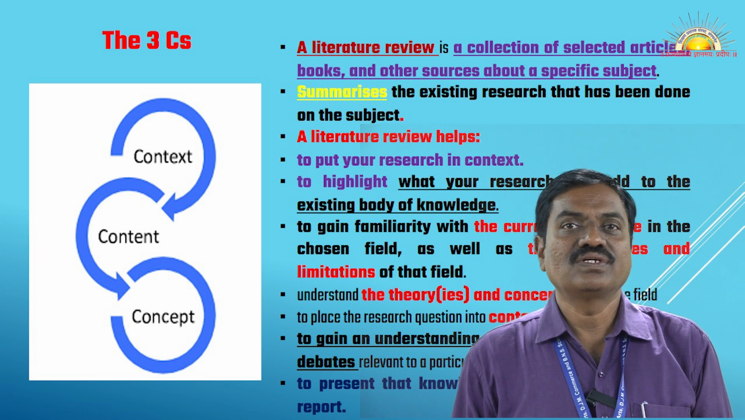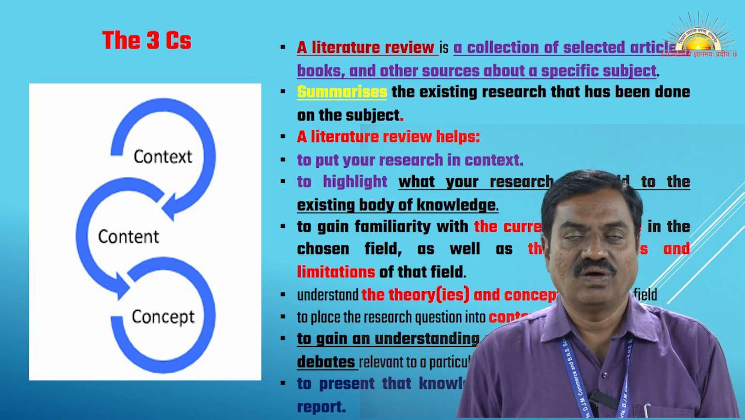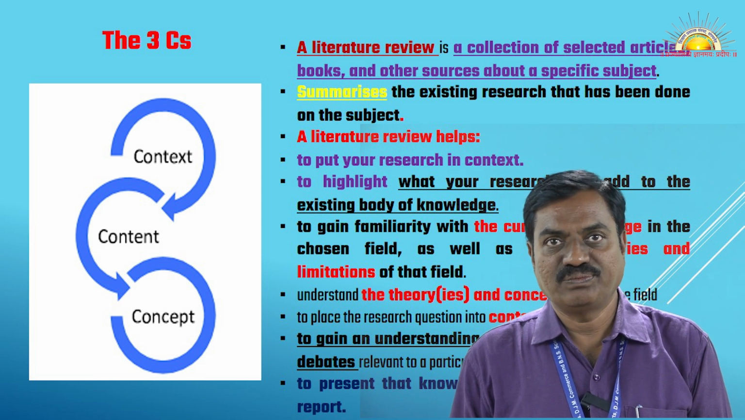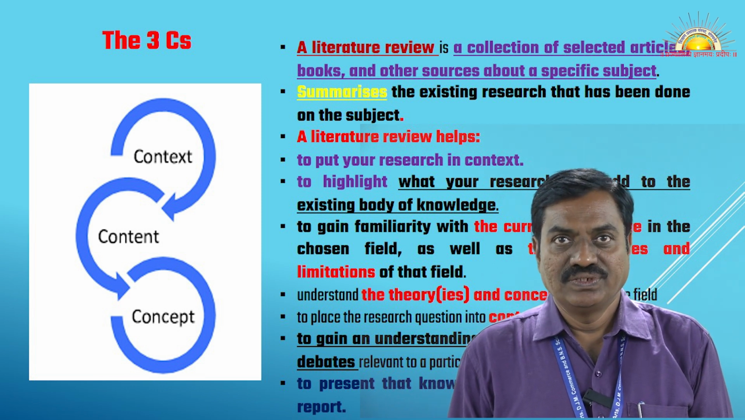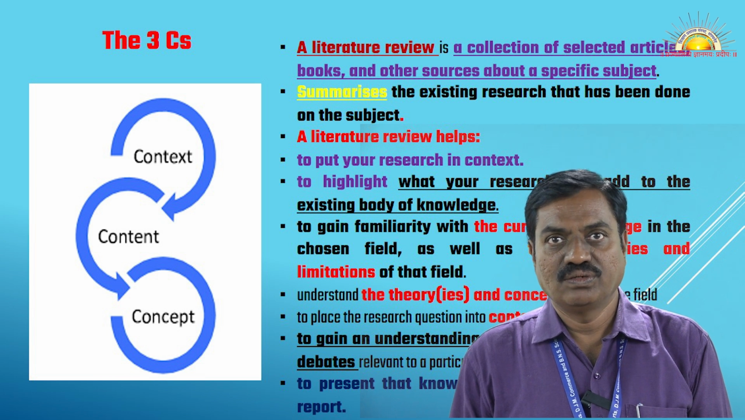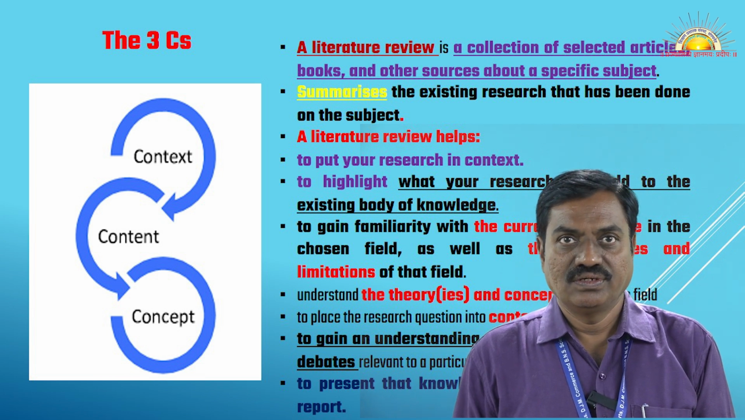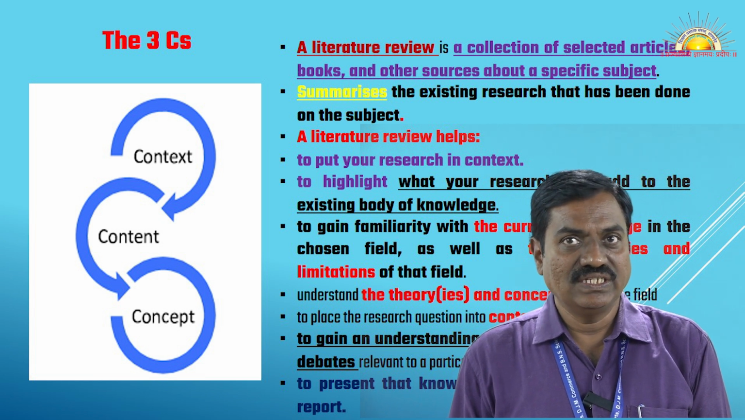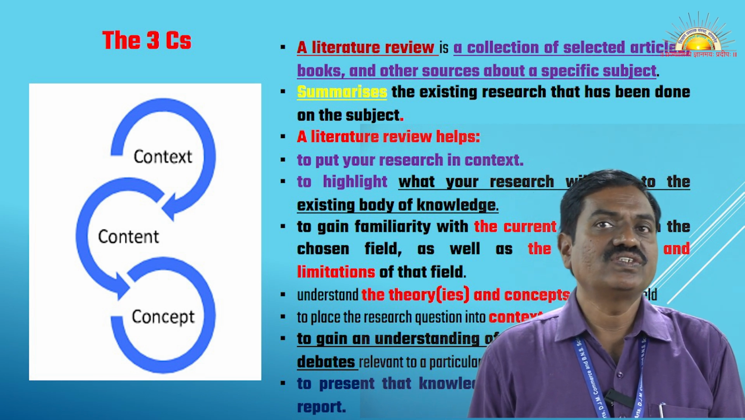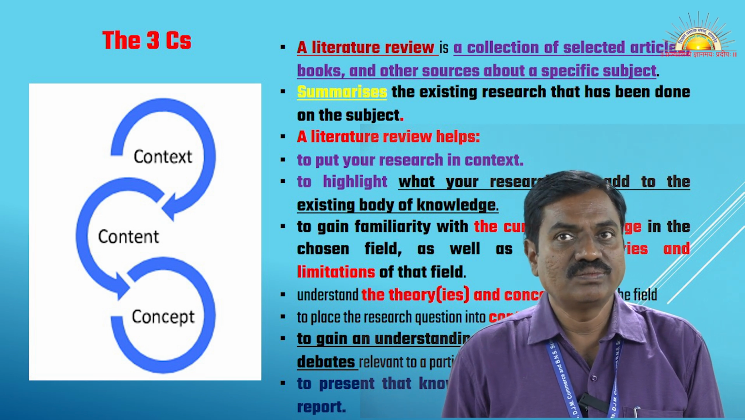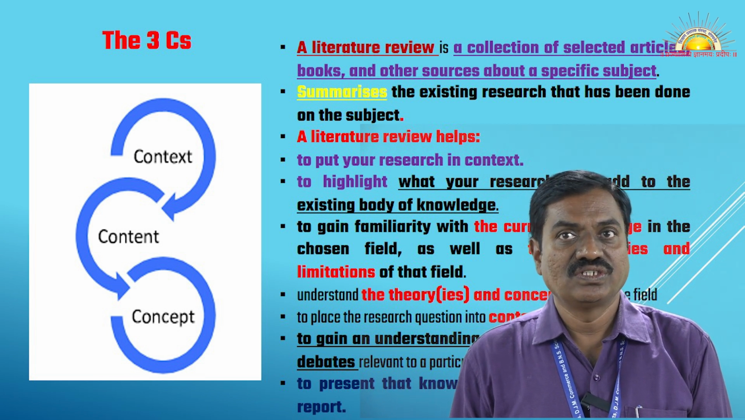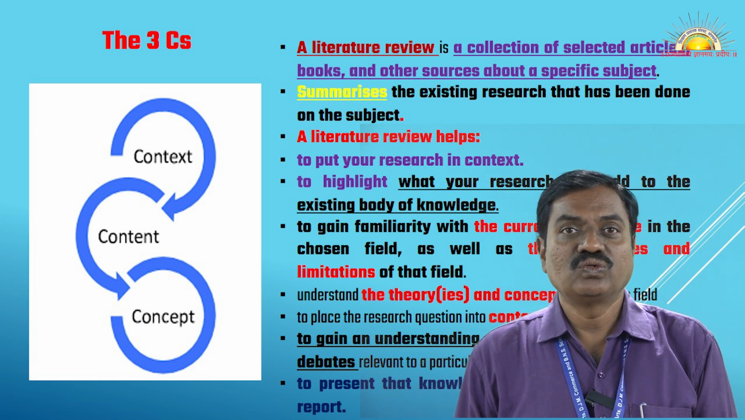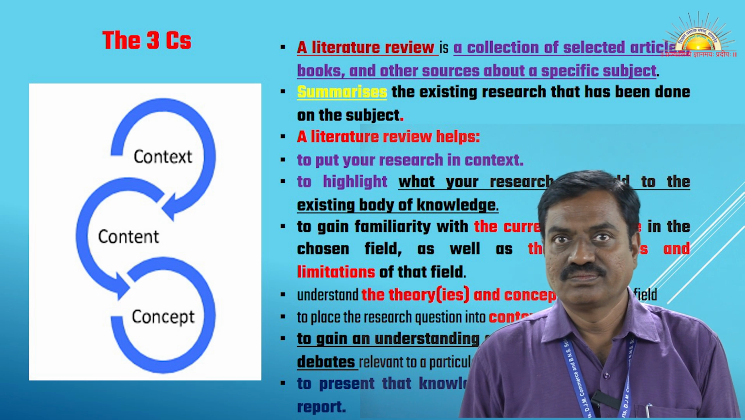Now, we will talk about the 3 C's of the literature survey. They are content, context and concepts. A literature review is a collection of selected articles, books and other sources about a specific subject. The purpose of this is to summarize the existing research that has been done on the subject in order to put your research in context and to highlight what the research will add to the existing body of knowledge.